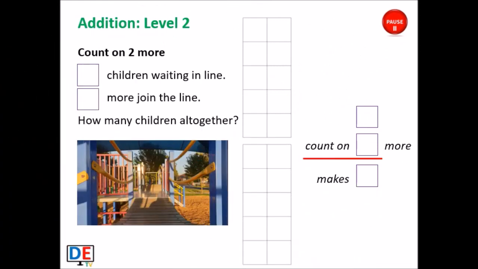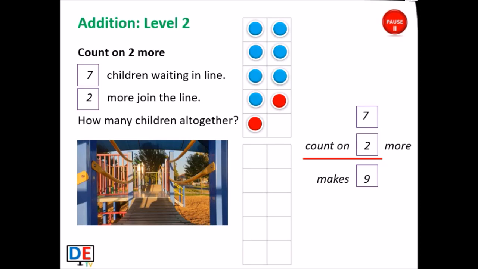Verbal action stories can be used to help your child consolidate the count on for the larger strategies. When using a verbal action story, it's important to discuss the context for the story, and in this case it's children waiting in a line for the playground equipment. For example, 7 children waiting in line. 2 more joined the line. How many children altogether? 7, count on 2 more, makes 9.